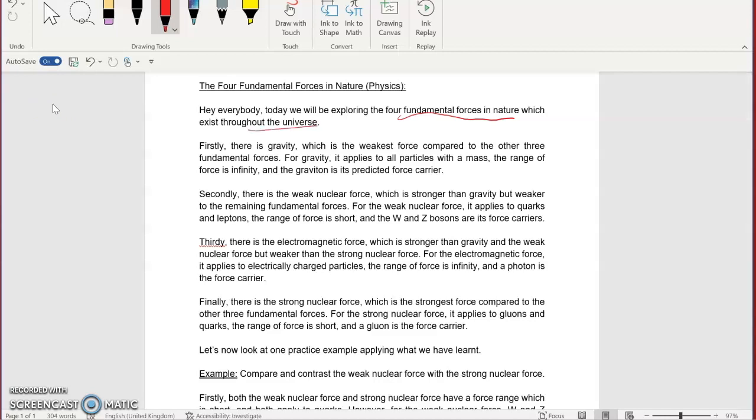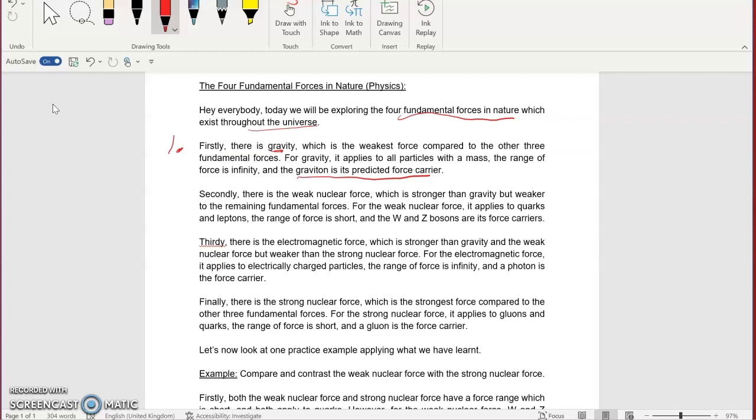Firstly, there is gravity, which is the weakest force compared to the other three fundamental forces. For gravity, it applies to all particles with a mass. The range of the force is infinity, and the graviton is the predicted force carrier. So that's the first fundamental force.